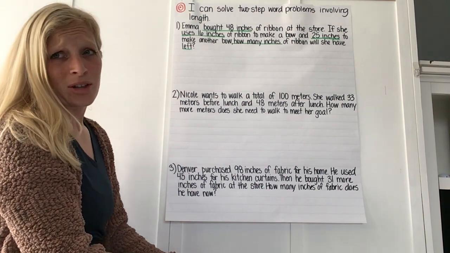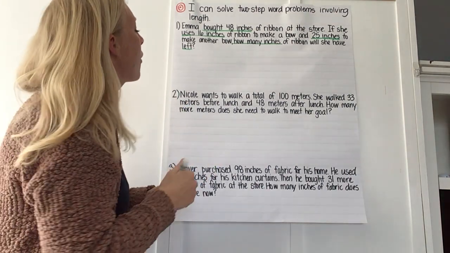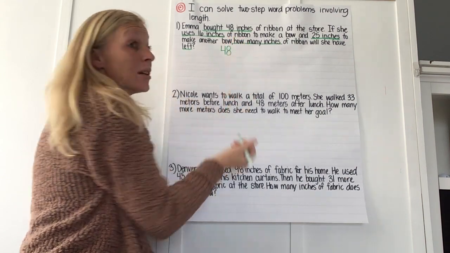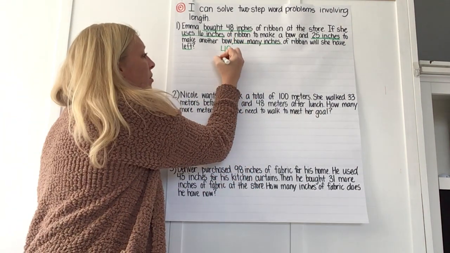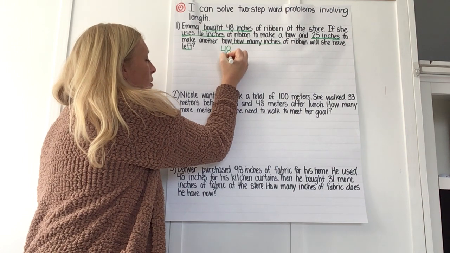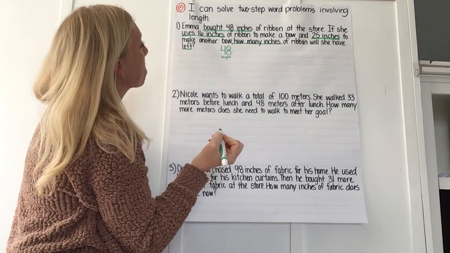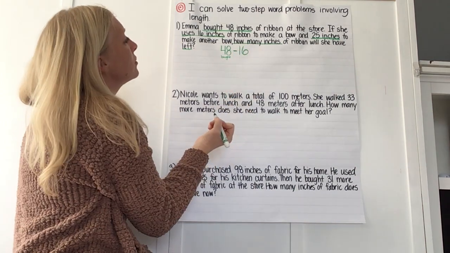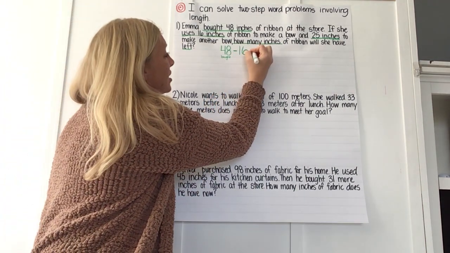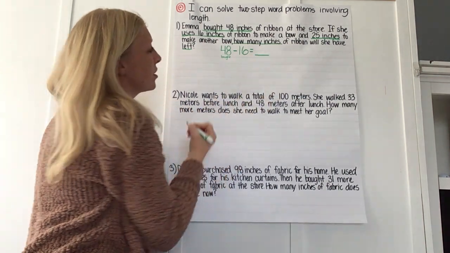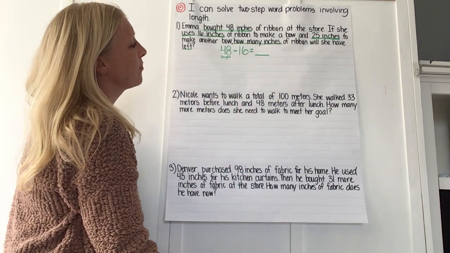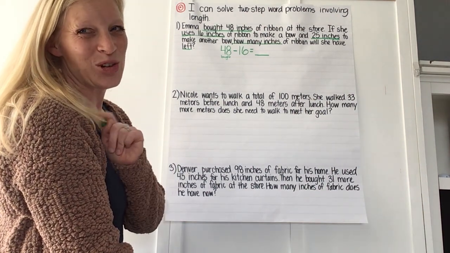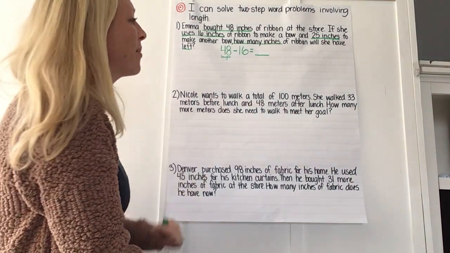So where are we going to start with this problem? Why 48? That's how much she bought, right? That's how much she started with. What are we going to do next? Why minus 16? Okay, so she used that 16 to make a ribbon. So that's our first part of our problem. Then what? That's step one, right? She used 16 to make a ribbon. Then what happened?